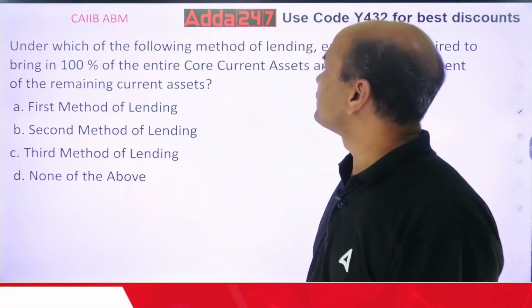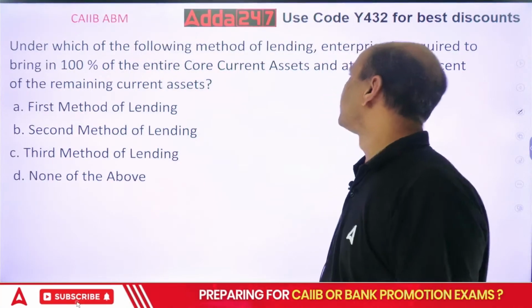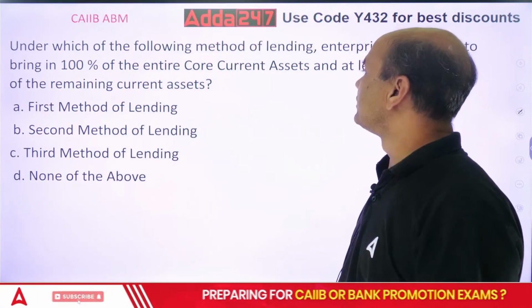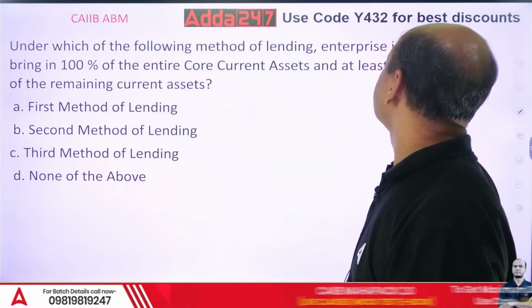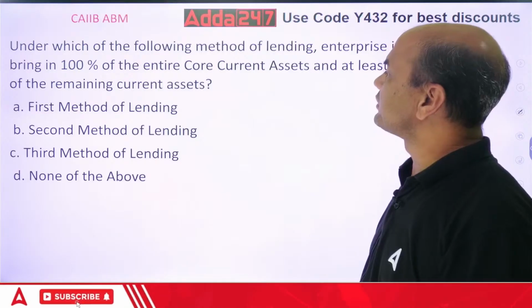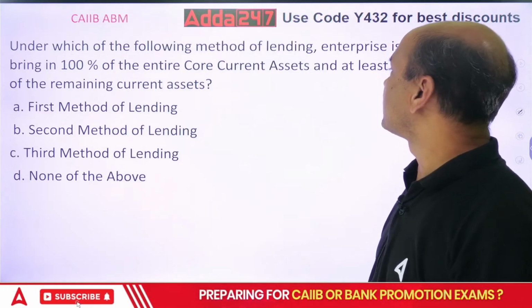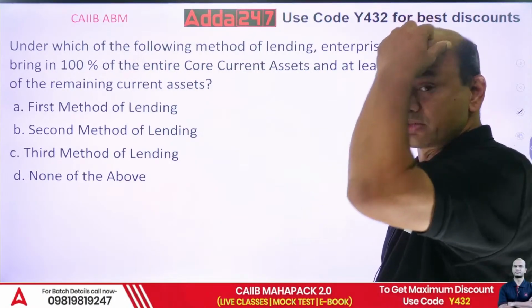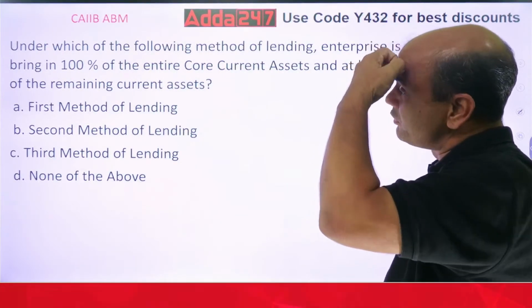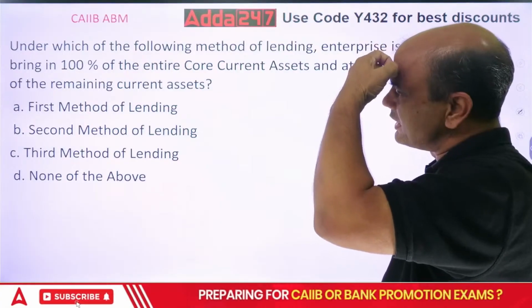Now we'll move to module C. Under which of the following methods of lending is an enterprise required to bring 100% of the core current assets and at least 25% of the remaining current assets? So which method? First method of lending, second method of lending, third method of lending.